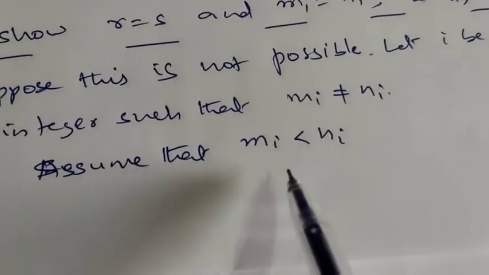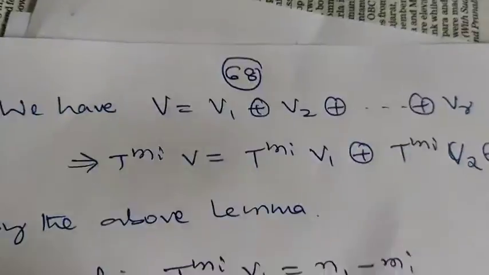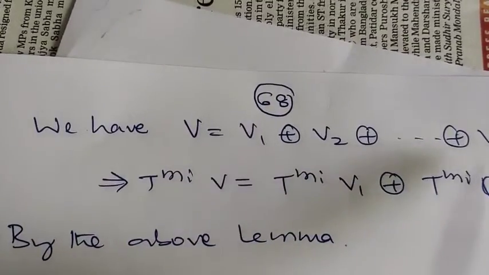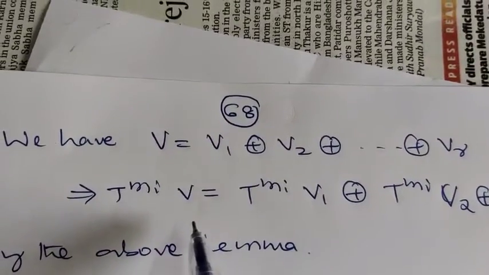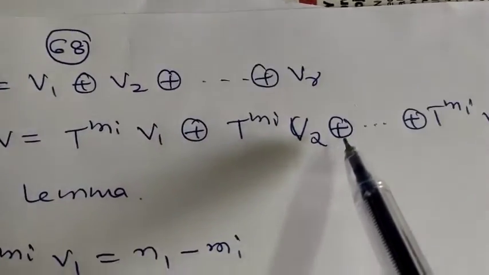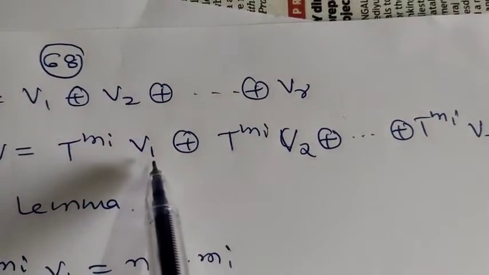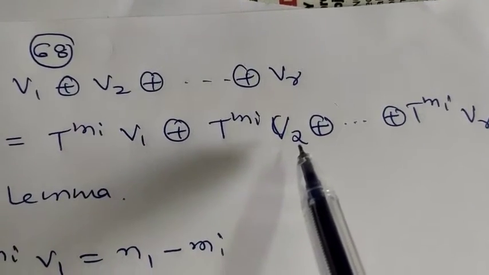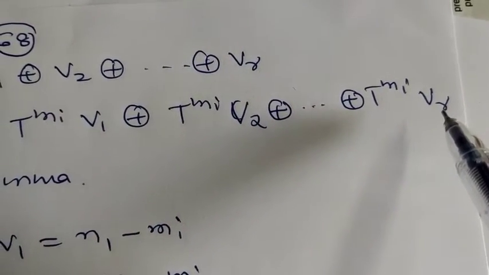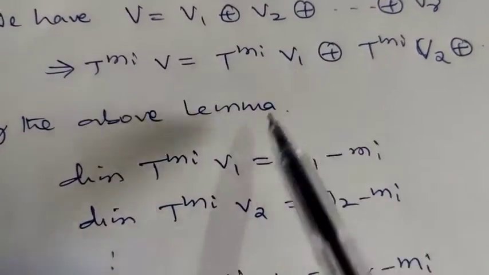So assume that mi is less than ni. Then we have, look here, V as the direct sum of V1, V2 etc. Vr. This implies T^mi of V. You apply T^mi of V. This means T^mi of V1, T^mi of V2 etc. T^mi of Vr. But each of the vector spaces, V1 is of dimension n1, V2 is of dimension n2 etc. Vr is of dimension nr. We have assumed this.